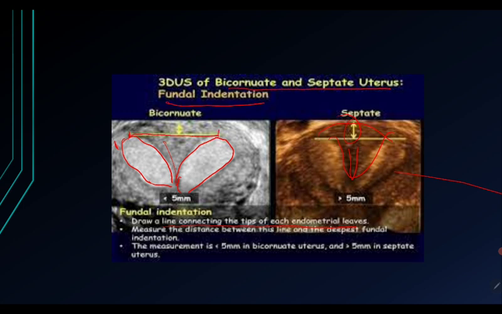Then measure the distance between the line and the deepest fundal indentation, just the deepest fundal indentation. This is the deepest fundal point, and that distance has to be measured. If the measurement is less than 5 mm, then it is a bicornuate uterus. If it is more than 5 mm in depth, it is a septate uterus. Very important, the fundal indentation distance: more than 5 mm.